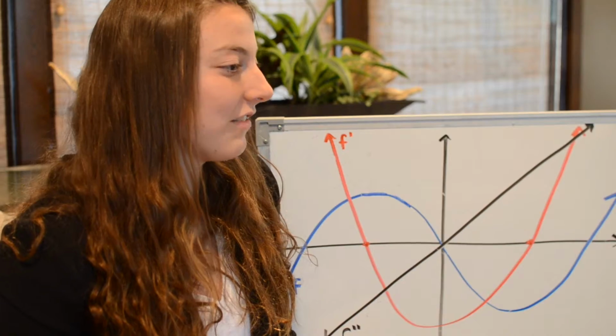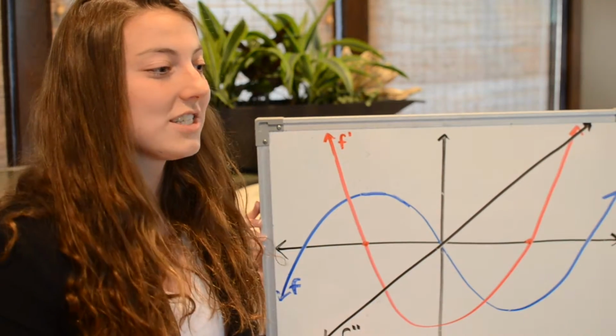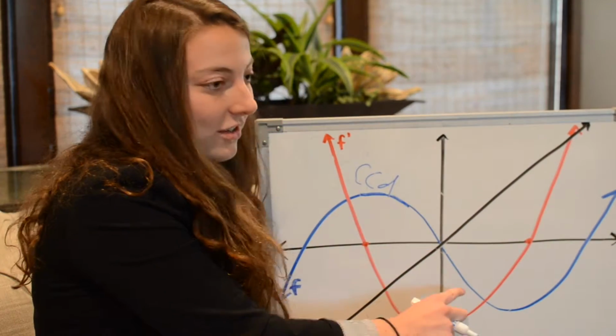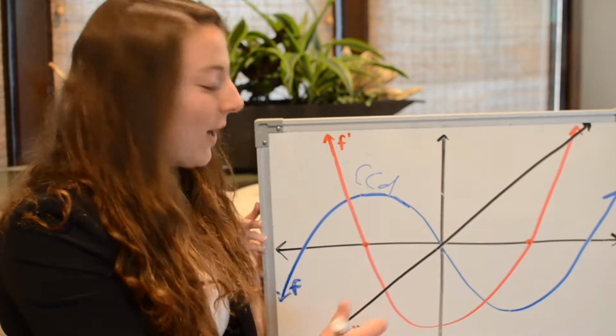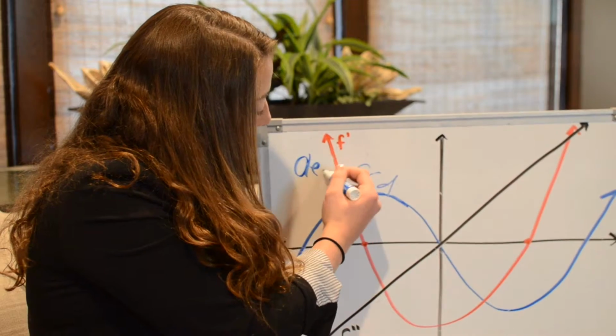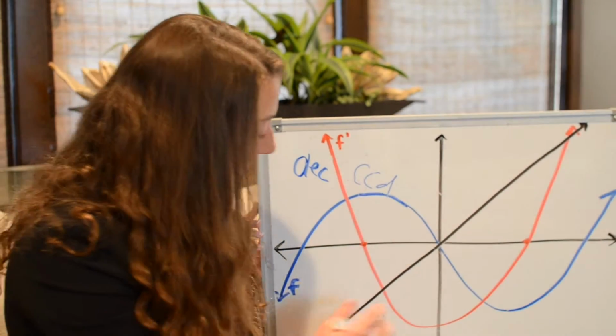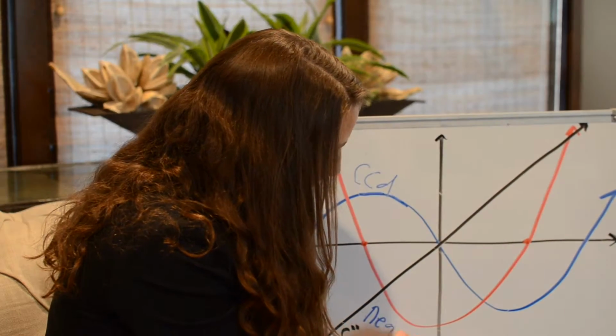Lastly, we'll look at concavity. First, we'll look at the blue graph, which is the F graph, and you can see it is concave down. Then we'll look at the red graph, which is F prime, and you can see it is decreasing. And lastly, we'll look at the black graph, which is F double prime, and you can see it is negative.